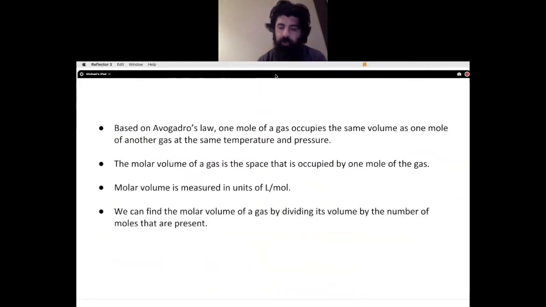Okay, so we have what is referred to as the molar volume, and this molar volume is based on one or however many liters for every 1 mole of that gas. So we can find the molar volume of a gas by dividing the volume by the number of moles present.